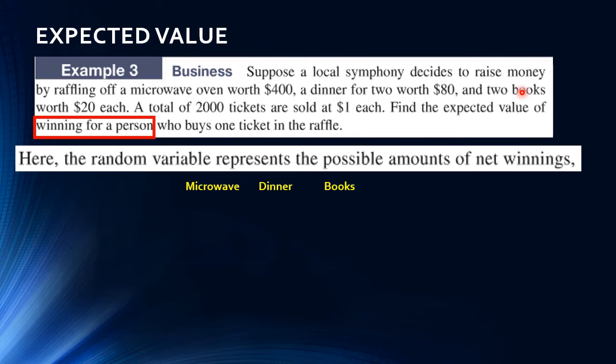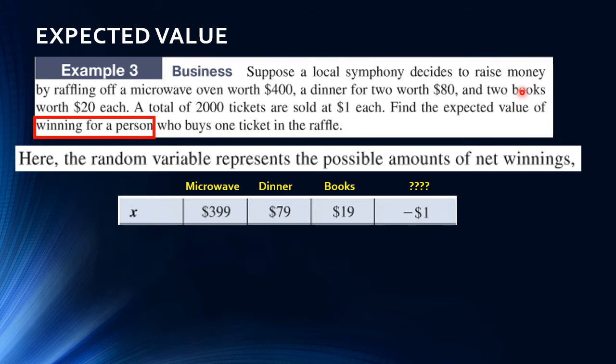So we have a microwave, we have a dinner, and we have books. We also have something else. What's that something else? Do you know? What else is possible to win? Nothing. You could win nothing, right?